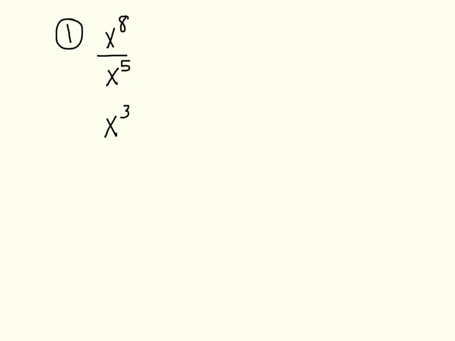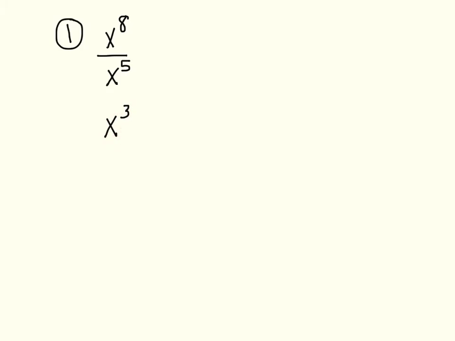But here's what I would do. I look at this and say, where are there more x's? On top or bottom? On top. How many more x's are on top than the bottom? 3. So x to the 3rd is going to be over 1, which means we just write x to the 3rd.